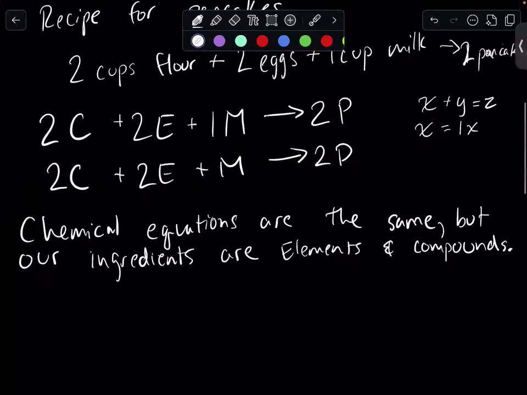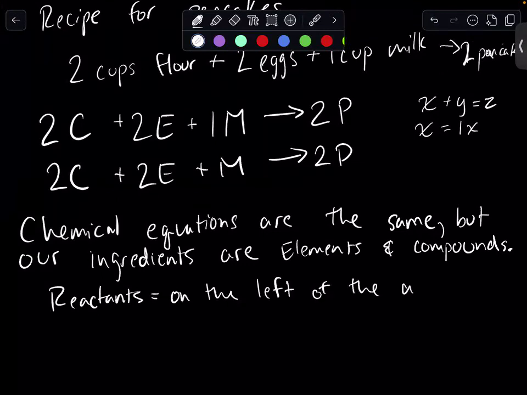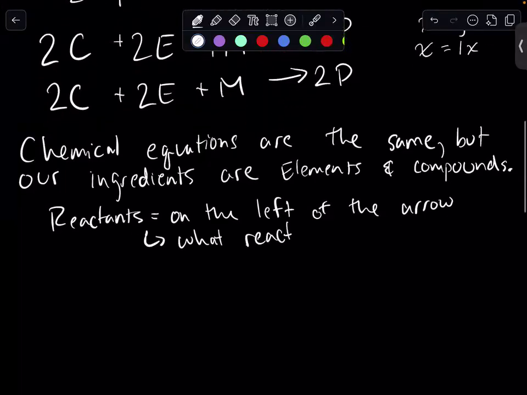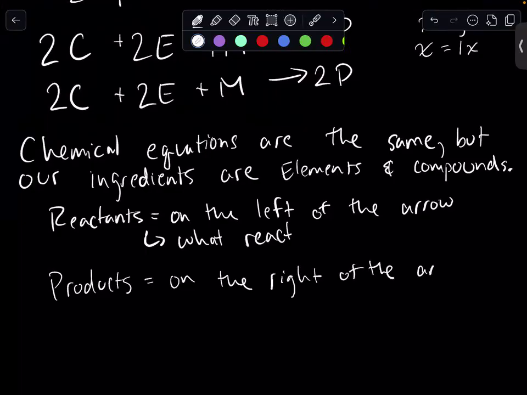Furthermore, we have some things that we call reactants, and reactants are always on the left of the arrow. These are what react. It's kind of self-explanatory. We also have products. Products are on the right of the arrow. And much like the name says, they are what is produced.